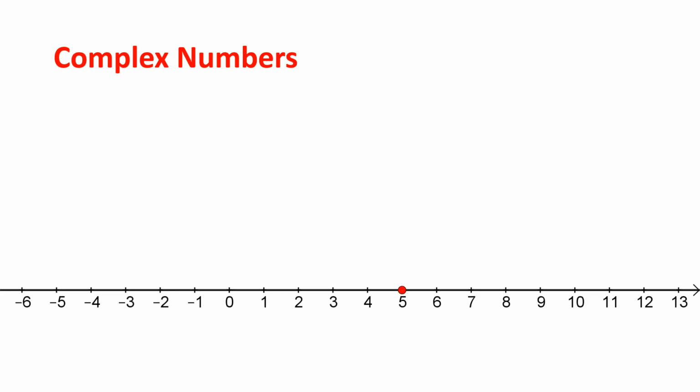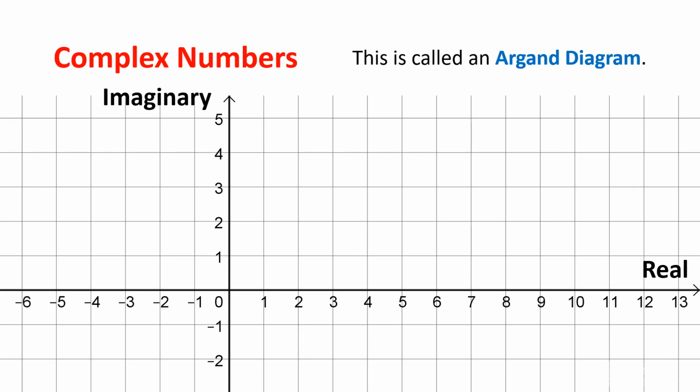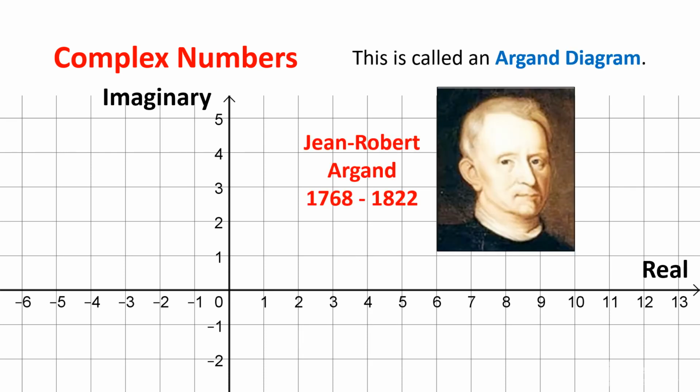All right, let's have a look at what this means visually. Here's a number line we've been studying for years and years. And on this number line, I've plotted the point 5, which is 5 real parts. We're now going to introduce a vertical axis. So we have a horizontal axis, which is still our real component. And the vertical axis is now the imaginary component. Don't get confused with an x and y axis, although it works with the same idea. It's not the same thing. It's called an Argand diagram, and it was named after the mathematician Jean-Robert Argand.